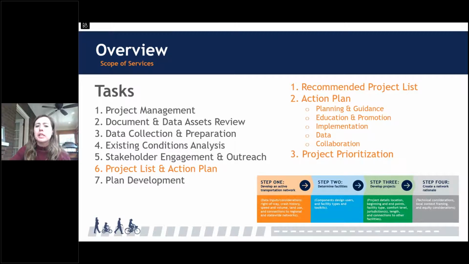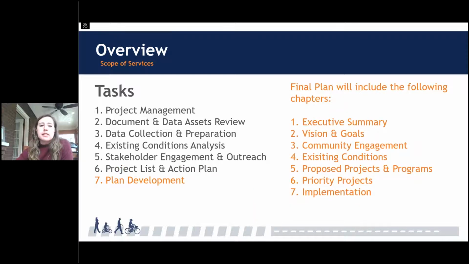And there'll also be a process for project prioritization, which includes both quantitative analysis that connects projects to our goal areas, as well as community feedback and priorities. And then the last major task is the plan development itself. So we're anticipating that the final plan will roughly follow this 7-chapter outline when it's all complete.